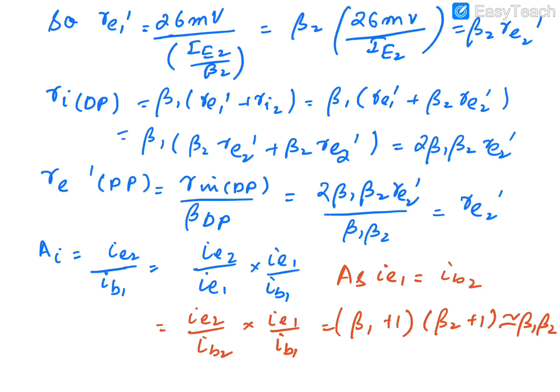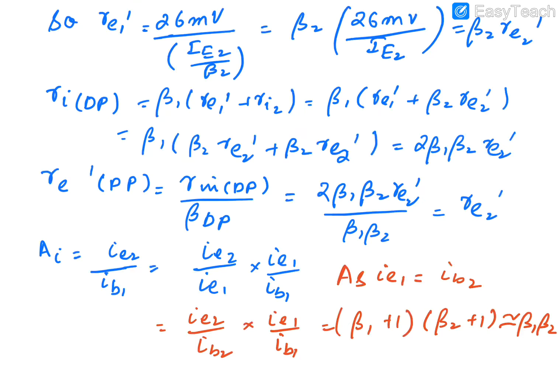So RE1 dash will be equal to beta 2 times RE2 dash. It means the relationship between RE2 dash and RE1 dash depends upon the value of beta 2. Now the input resistance of Darlington pair will be equal to beta 1 times RE1 dash plus input resistance of second transistor, which is equal to beta 2 times RE2 dash. So RE1 dash is equal to beta 2 times RE2 dash. So our input resistance of Darlington pair is 2 times beta 1 beta 2 into RE2 dash.